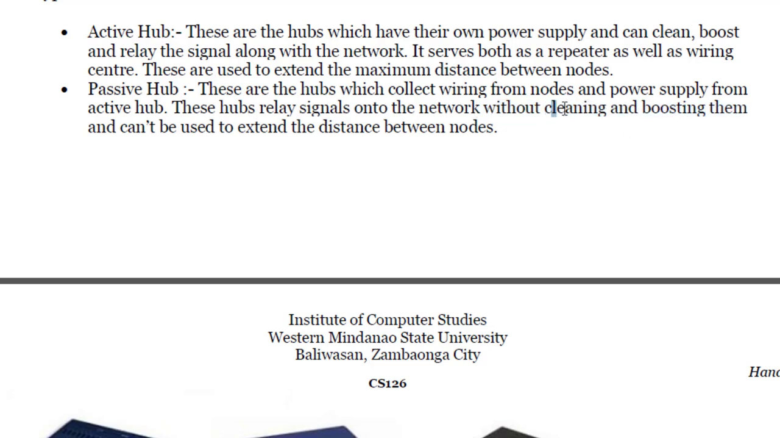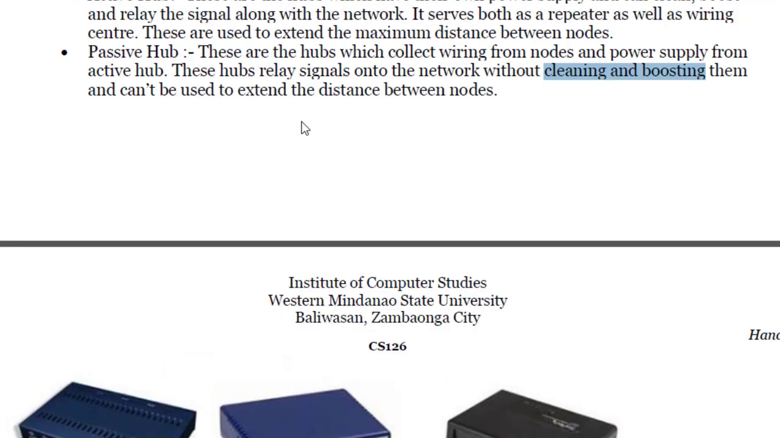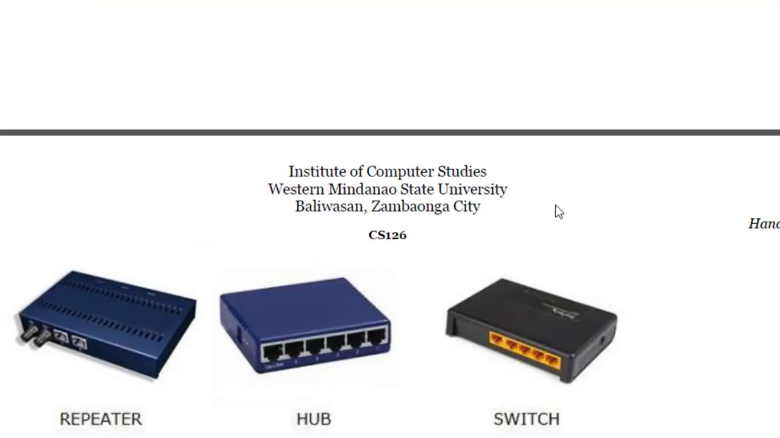So why do we say cleaning and boosting? This is because, as in the previous discussion we had, signals that pass through these wires are subject to noise. Noise means unwanted signals. So the active hub cleans and boosts the signal, while the passive hub does not care about cleaning and boosting the signals that pass through it. Those are the two types of hub, the active hub and the passive hub.